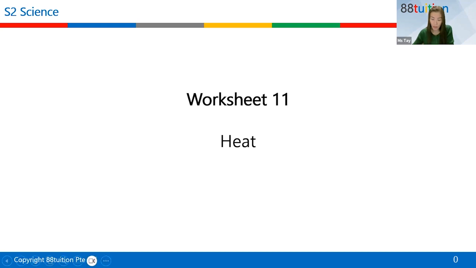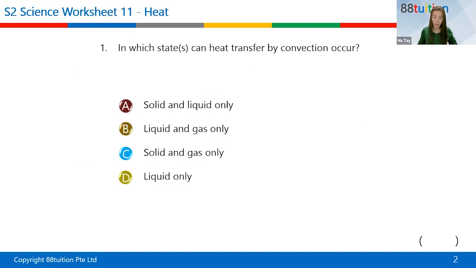Okay, this one we went through already. So let's look at the questions now. In which state can heat transfer by convection occur? Convection, the particles must move, right? So only liquid and gas. I think this one is quite straightforward. So this one is liquid and gas only.